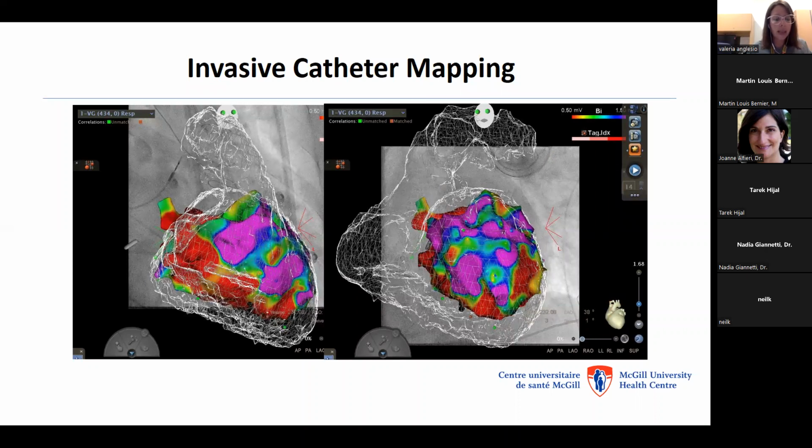So this is an example of another map we can do during invasive mapping. This is a voltage map where we set some color ranges, and that helps us build the information of the muscle and the scar tissue in the muscle. So here in red, we can see the low voltage areas, and those low voltage areas represent the scar tissue.